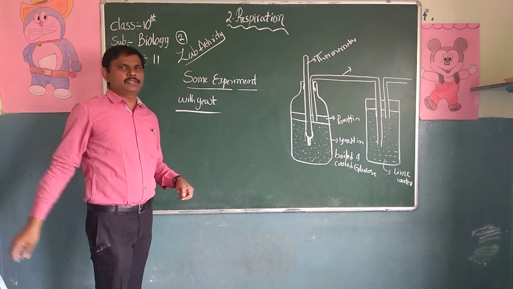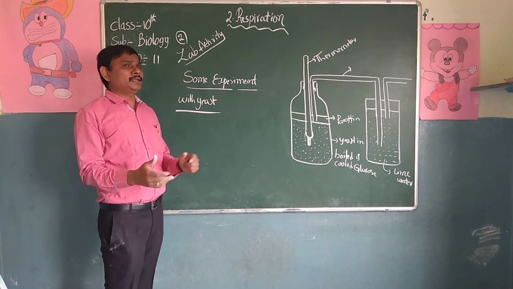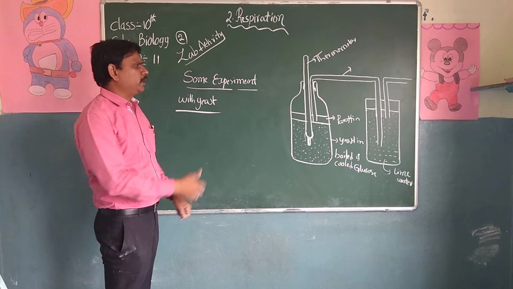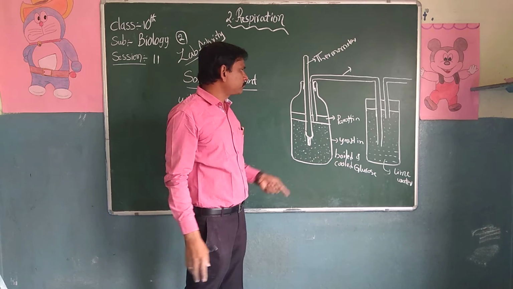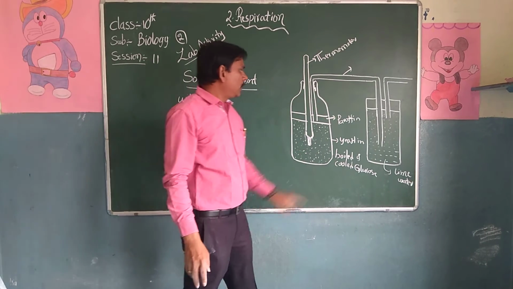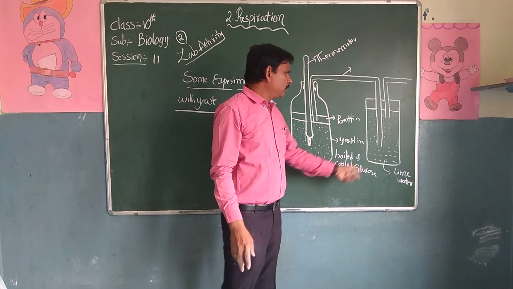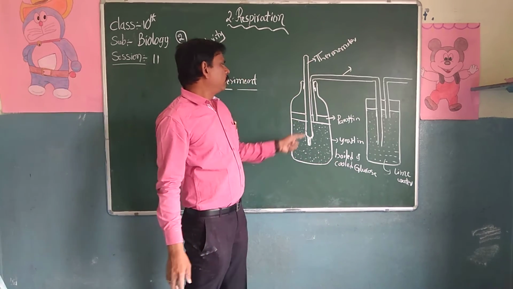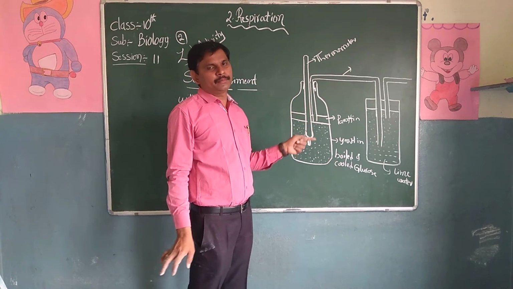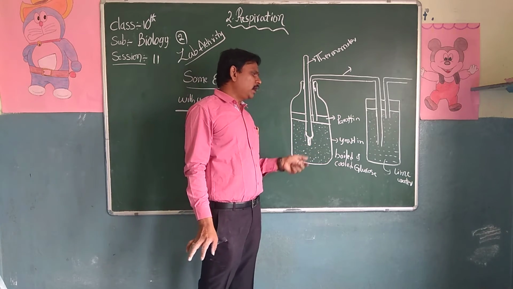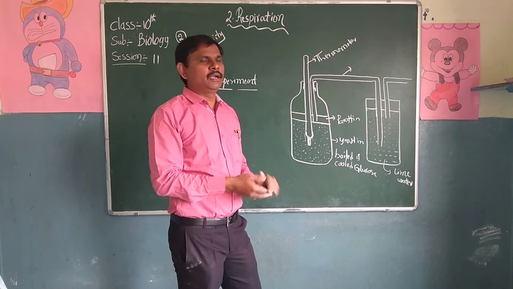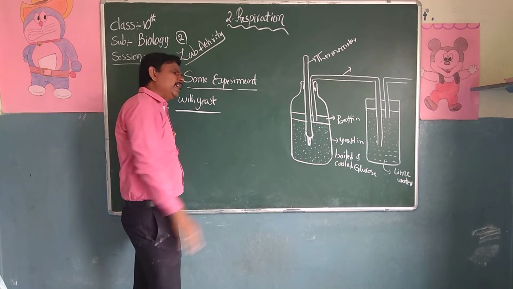Come to the explanation. Aim: experiment with the yeast. How is carbon dioxide going to be released in this experiment? The materials required: conical flask, thermometer, delivery tube, another beaker with lime water. We need liquid paraffin. We need yeast and glucose.